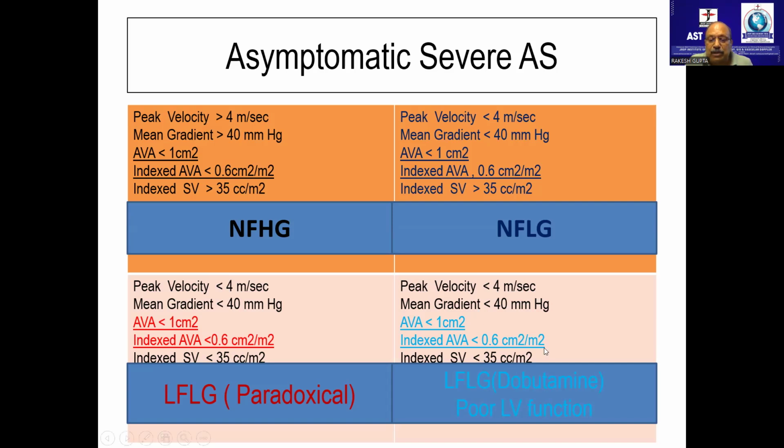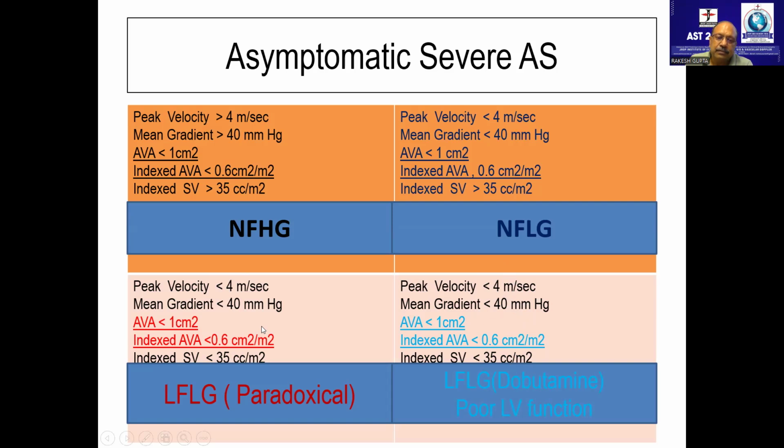If you give a low dose dobutamine, the gradients will go up and the area will come down. And this is known as true aortic stenosis in this variety. If the gradient goes up and the area goes up, that will be known as pseudo aortic stenosis. So this is what is available as of today.